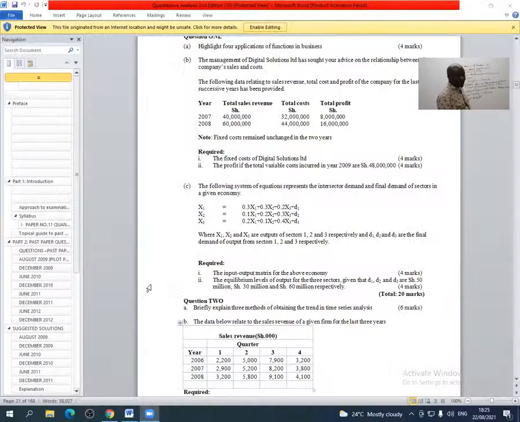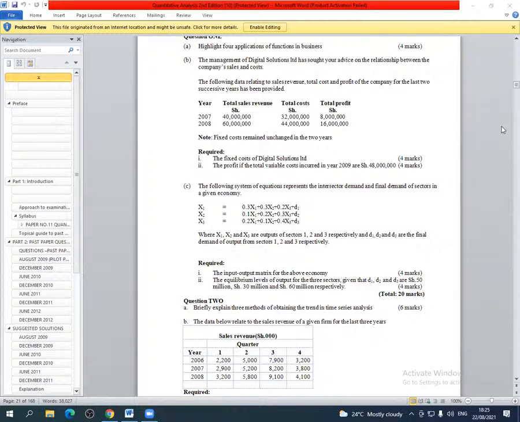Now, look at part B of this question. The management of Digital Solutions Limited has sought your advice on the relationship between the company sales and the costs. The following data relating to sales revenue, total cost, and the profit of the company for the last 2 successive years has been provided. So you can see year 07, year 08, where total sales revenue was 40 million in 07, 60 million in 08.